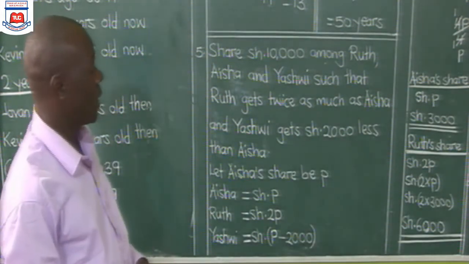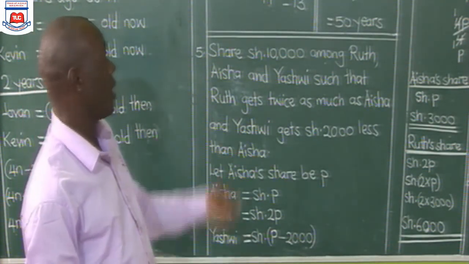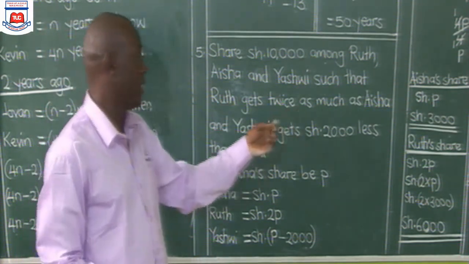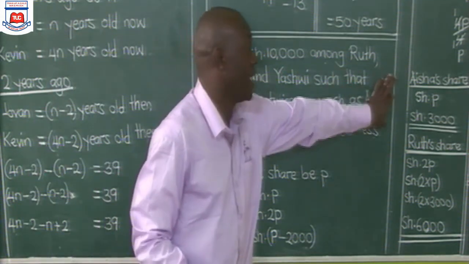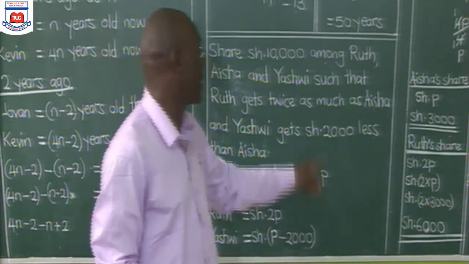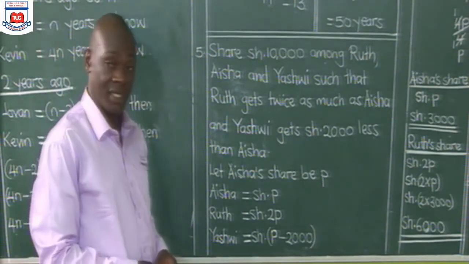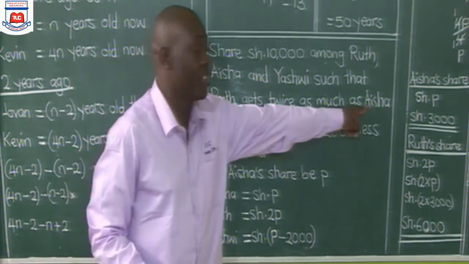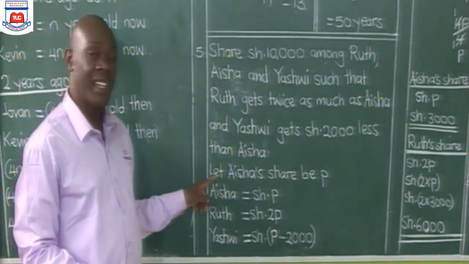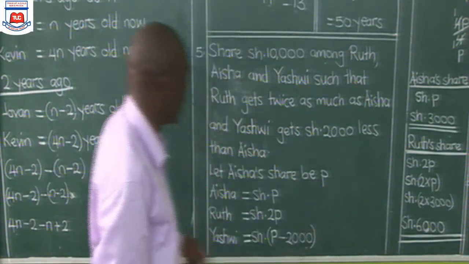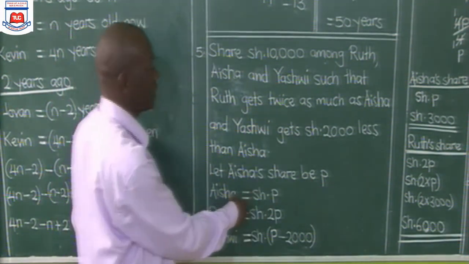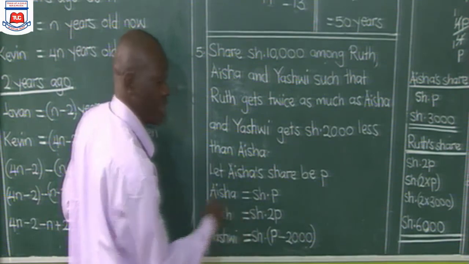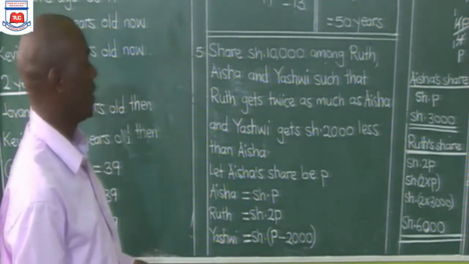And I said, we normally select or propose the one that's getting a less share of the first 2 that are compared. Like Ruth gets twice as much as Aisha gets, it means Aisha gets a half of what Ruth gets. So who gets a less share of the 2? Of course, Aisha. That's why you started by saying, let Aisha's share be P, such that when Aisha gets P shillings, Ruth gets twice P. So Ruth gets 2P shillings. That's 2 times P.